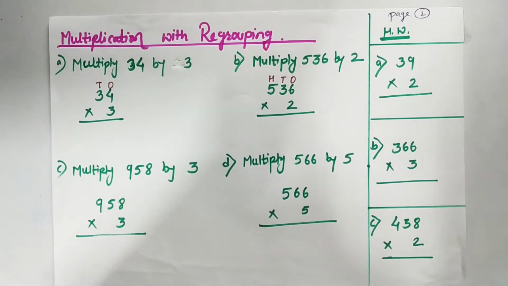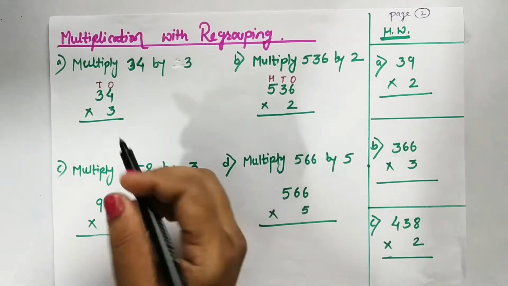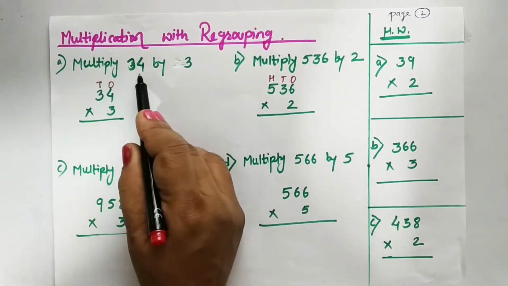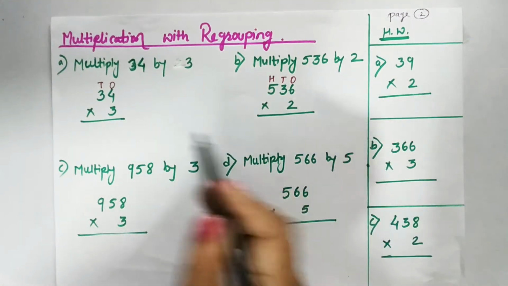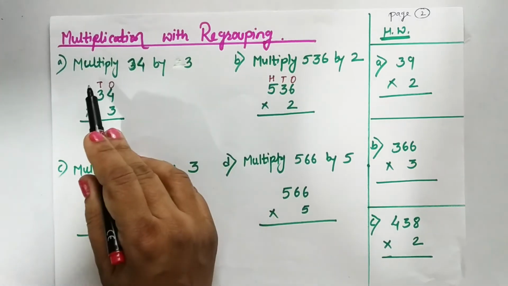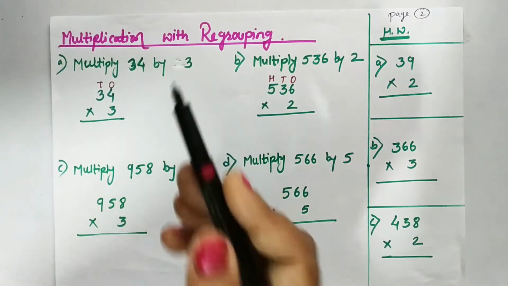Moving ahead, multiplication with regrouping. Here you have to carry forward the number. Multiplication with regrouping. So let's see. The first one, multiply 34 by 3. This is a single digit number. Multiply 34 by 3.